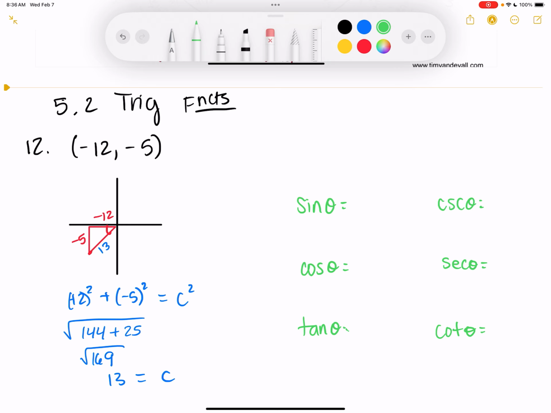So sine is opposite over hypotenuse, so this is going to be -5 over 13. Cosine is adjacent over hypotenuse, so -12 over 13. And tangent is opposite over adjacent, so it's -5 over -12, which is going to be +5 over +12. The negatives are going to cancel.